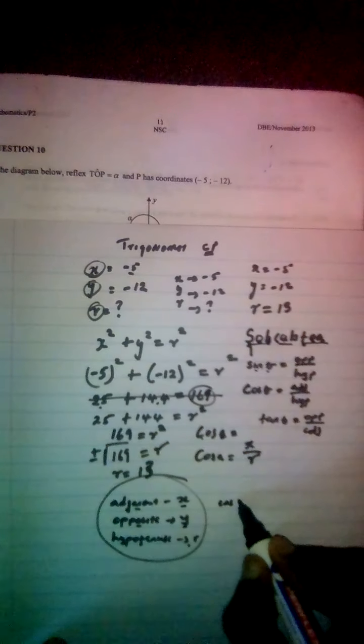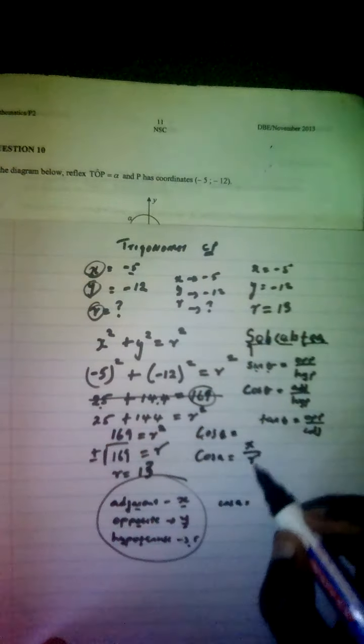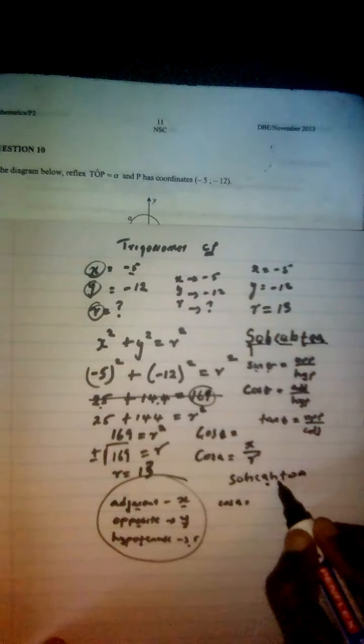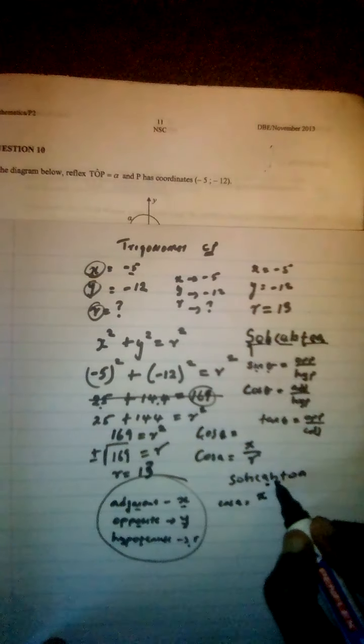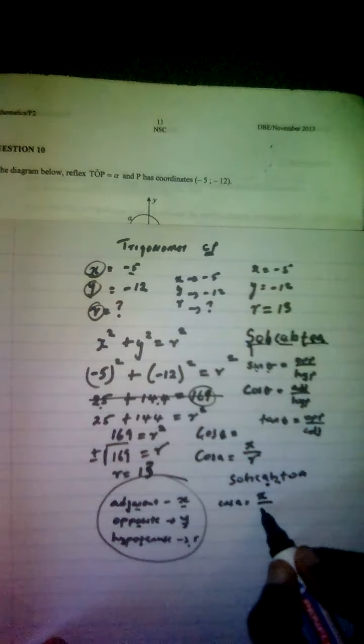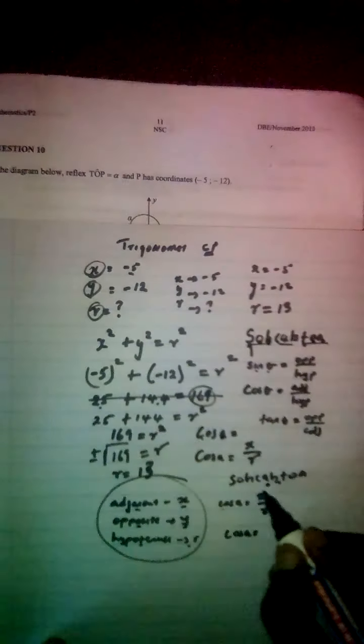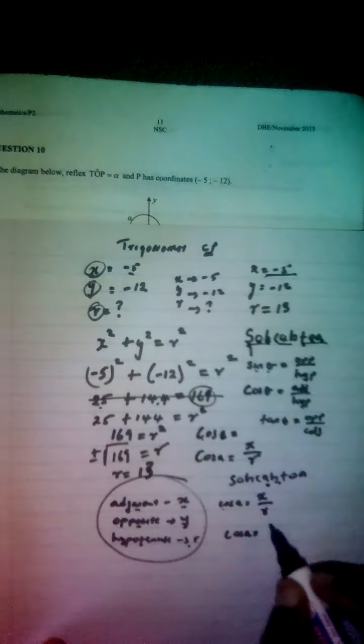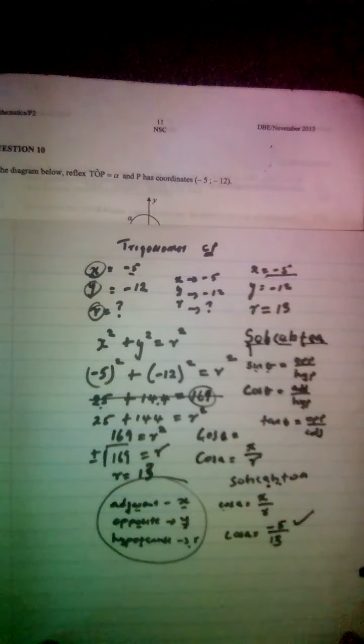So cos of an angle is adjacent over hypotenuse. Remember SOHCAHTOA. We say adjacent is x, hypotenuse is r. So cos of an angle is x over r. What is the value of x? We realize that x is -5. So cos of an angle is -5 over r, and r is 13. So cos alpha is -5 over 13. Hopefully you got that one, guys.